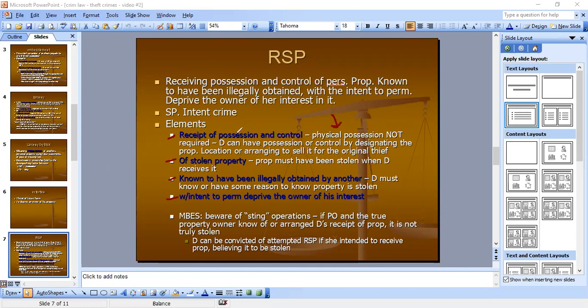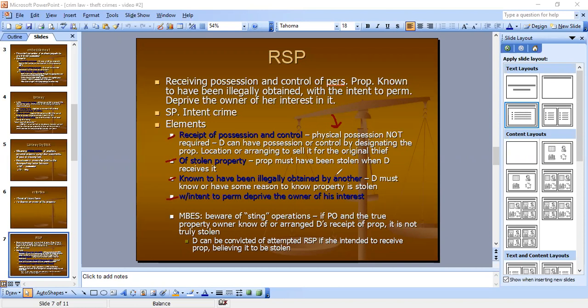So, receipt of possession and control. Physical possession is not required. Defendant can have possession or control by designating the property location, so telling someone else, I know where the stolen property is at, or arranging to sell it for the original thief. MBEs, tons of MBEs on this part right here. Of stolen property: property must have been stolen when D receives it. So when the defendant goes and tries to obtain it, it must have been stolen when he receives it.